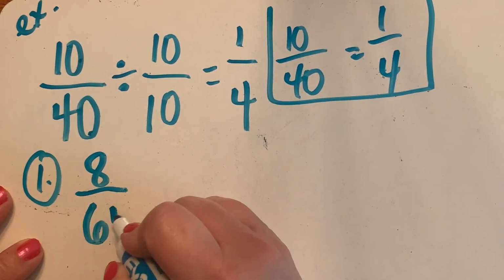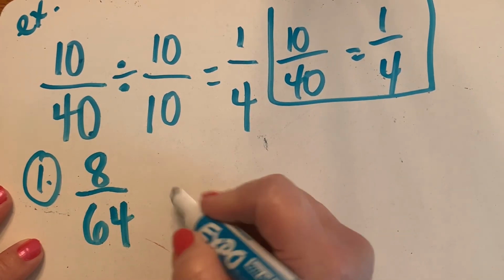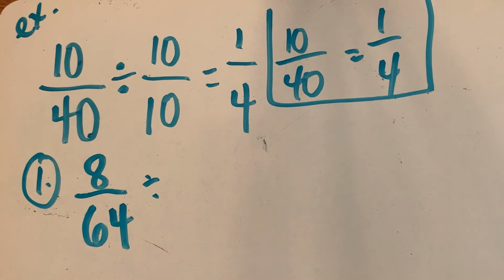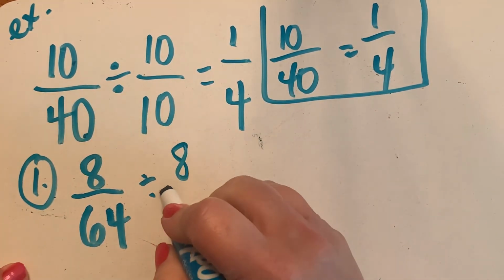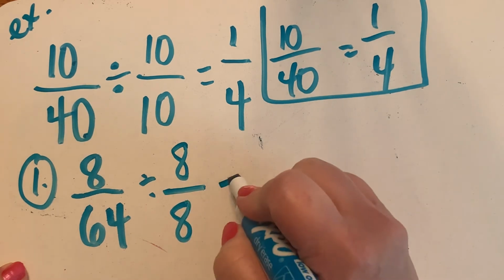8/64. Okay, what do we ask ourselves? Will the numerator go into the denominator? Will 8 go into 64? Okay, will it? That's right, it will. So we're going to divide 8/64 by 8.